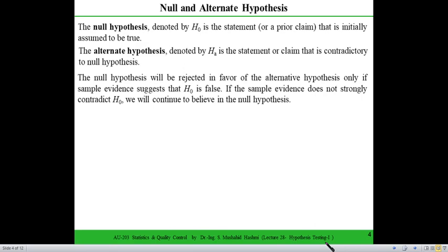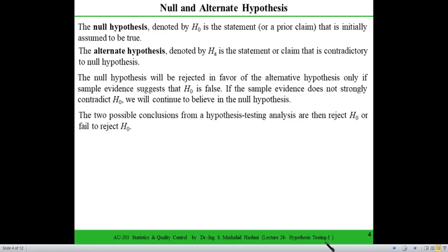is false. If the sample evidence does not strongly contradict it, and we will look into what it means to strongly contradict, later we will see how we can say that the evidence is strong or weak when we go into the p-value method, probably in the next lecture. So if the sample evidence does not strongly contradict H naught, then we will continue to believe in this null hypothesis.